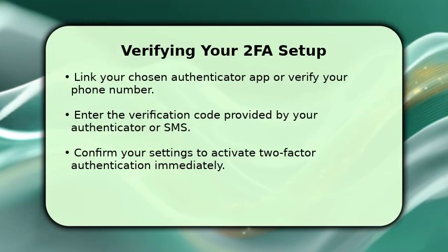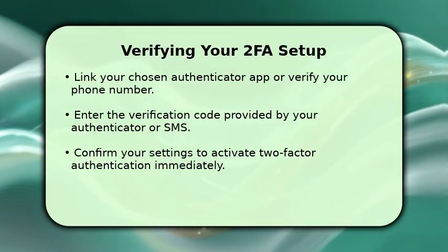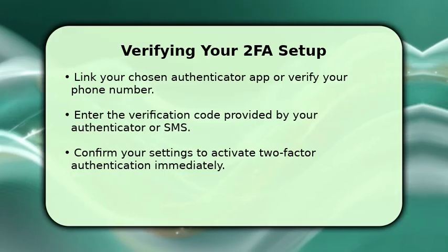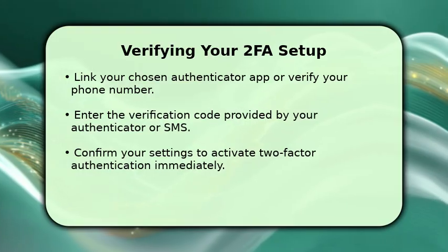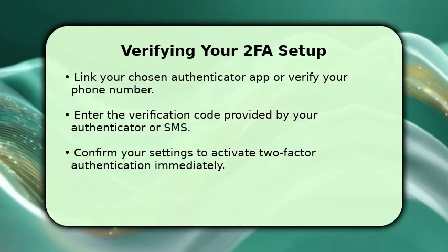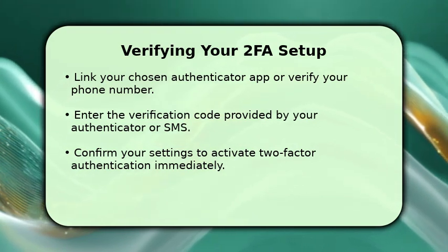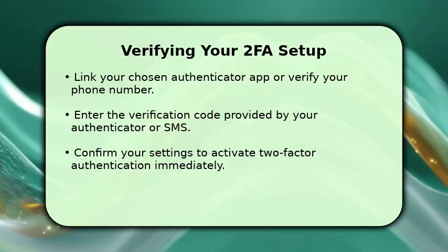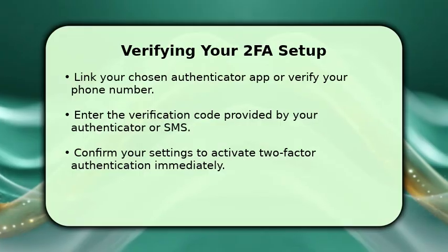Once you've selected your method, follow the prompts to link your Authenticator app or verify your phone number. You will then receive a unique verification code. Carefully enter this code into the Robinhood app to confirm your setup. After successful confirmation, your two-factor authentication will be active, providing enhanced security for all your future logins.